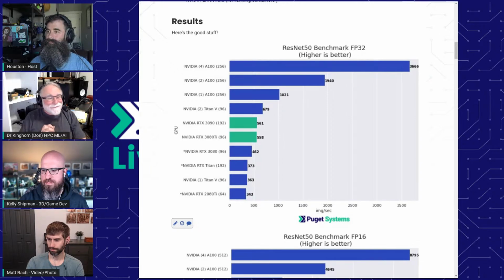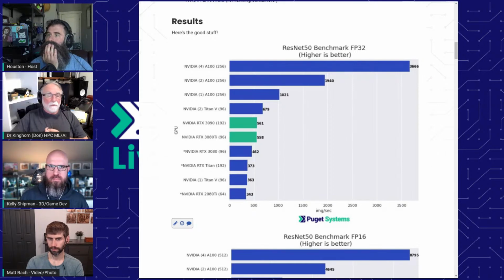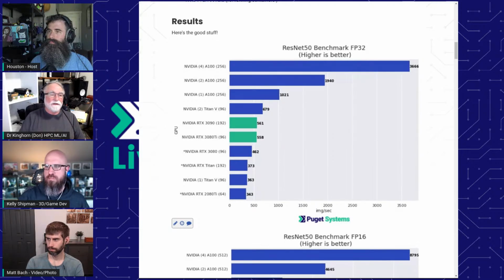This chart, I wanted to put this up for a couple of reasons. The two green ones are the 3080 Ti and the 3090. And this first benchmark is a residual network, the 50-layer ResNet. It's a good model, a good standard for a benchmark. This is basically just grinding through images per second. It's a convolutional neural network usually used for image classification.